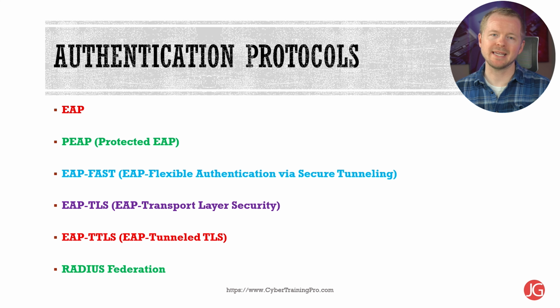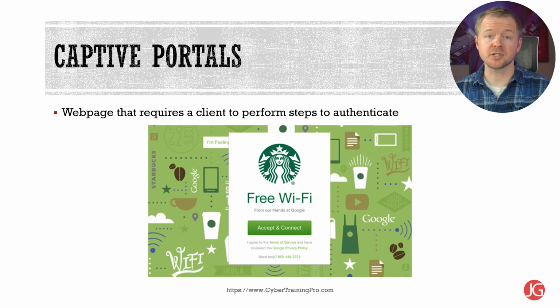EAP-TTLS, or EAP Tunneled TLS, is an extension of PEAP and allows systems to use older authentication methods like Password Authentication Protocol, PAP, within a TLS tunnel. EAP-TTLS requires a certificate on the 802.1x server, but not on the clients. And then we have RADIUS Federation, which basically allows users to use single sign-on with 802.1x and RADIUS servers to access wireless networks. Captive portals are a web page that requires a client to do certain steps before gaining access, like being approved by an employee or running a security check and accepting terms. You might have seen these in businesses like coffee shops or hotels when connecting to Wi-Fi.